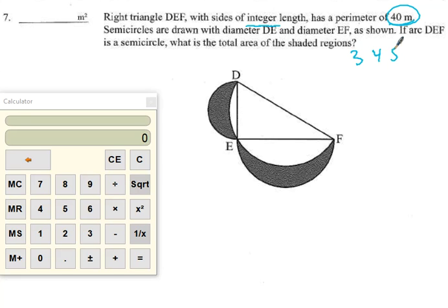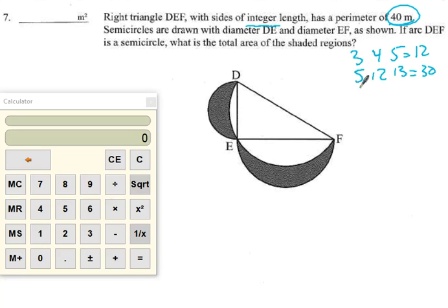3, 4, 5 is the first one that comes to mind, but that has a sum of 12. 12 does not go into 40, so I can't use any of the family members here. I also know 5, 12, 13, well, that equals 25 plus 5 is 30. 30 does not go in.